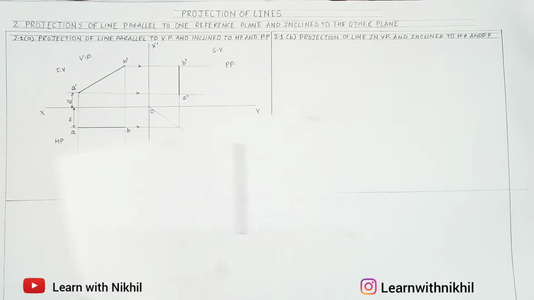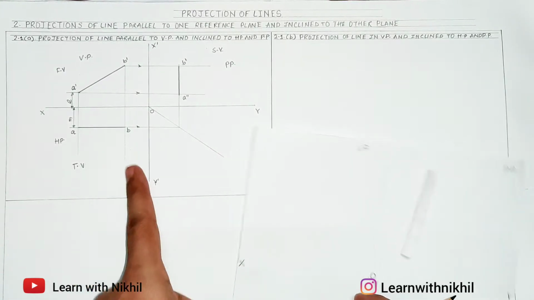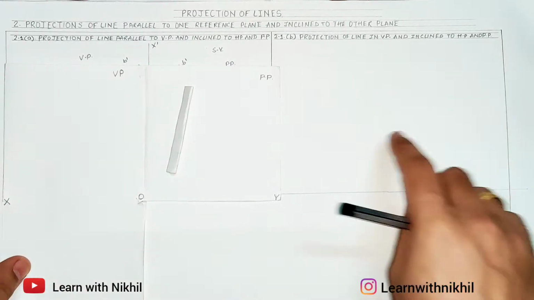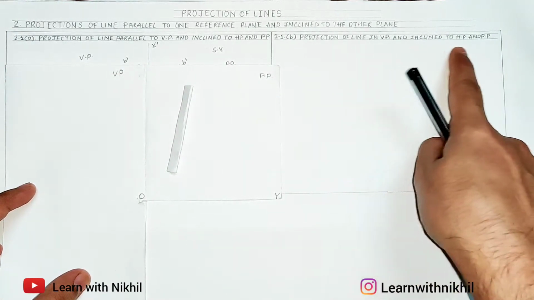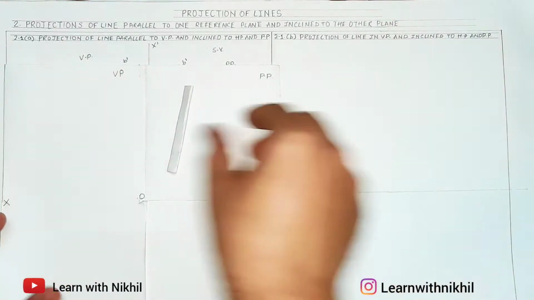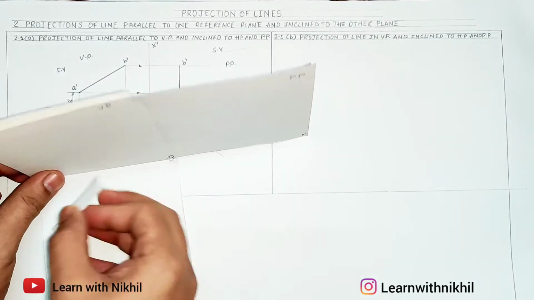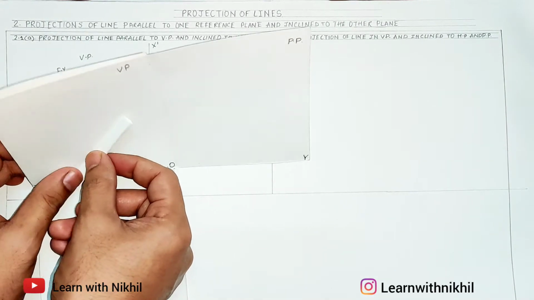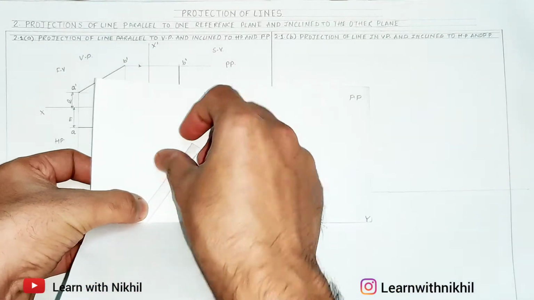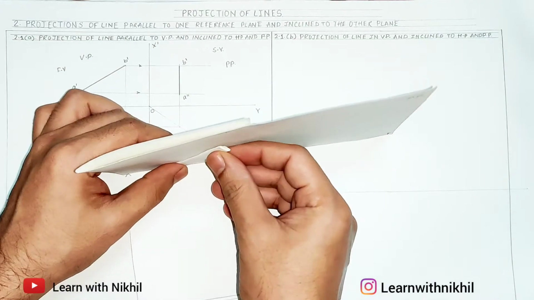Now moving towards the next combination, where the line is in VP and it's inclined to the horizontal plane and profile plane. So the projection of the line is in VP, the vertical plane, and it is inclined to HP and PP. So the line is on the VP like this. So it is attached to the vertical plane.